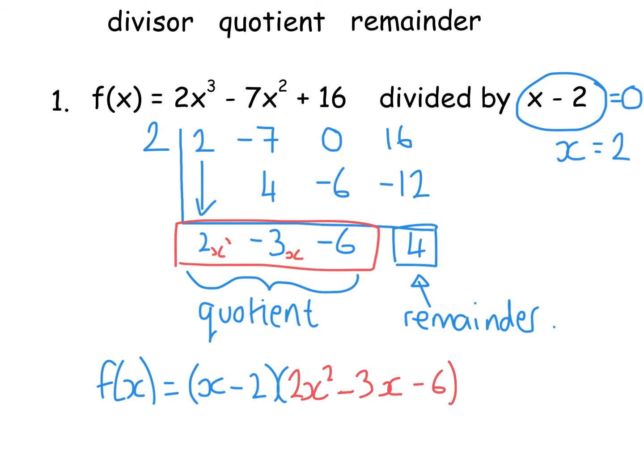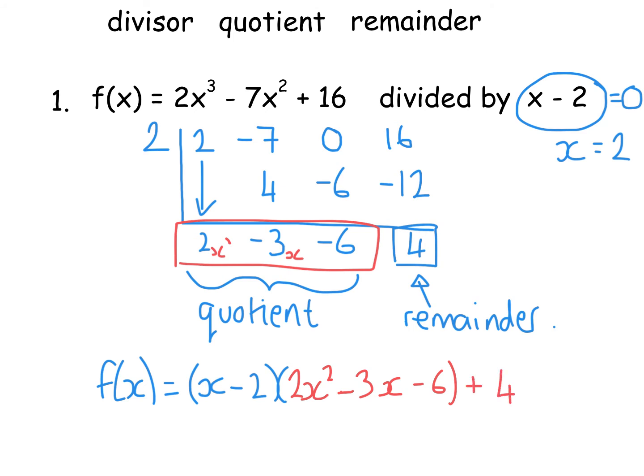And if you're not sure what degree or power to start with, it's always 1 less than the number of terms you've got. So I've got 3 terms there, so I start with x squared. If I had 4 terms, I'd start with x cubed, and so on. And then the last wee bit is putting in your remainder at the end, which is plus 4.